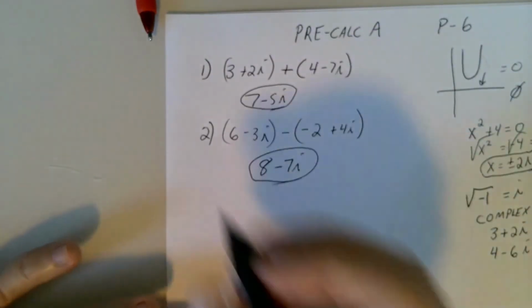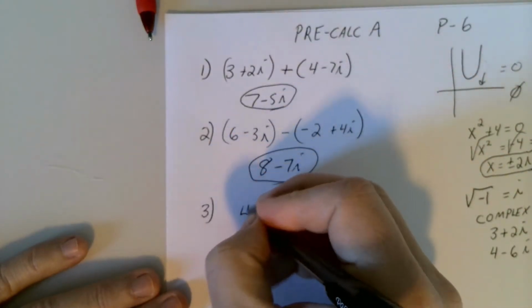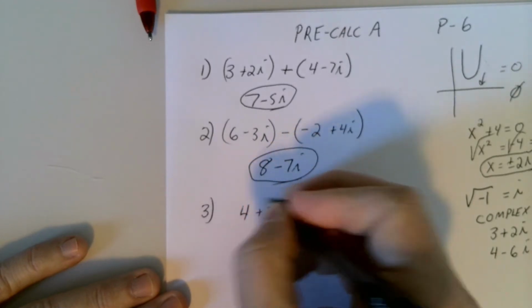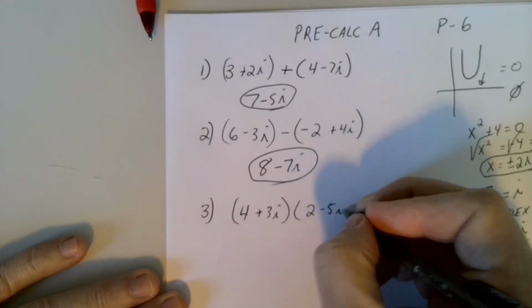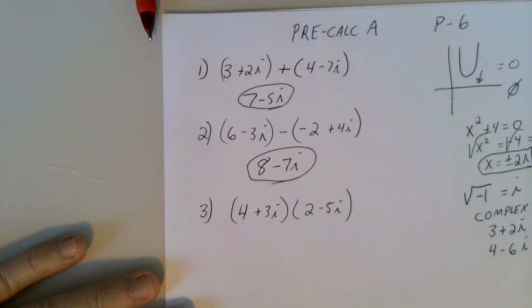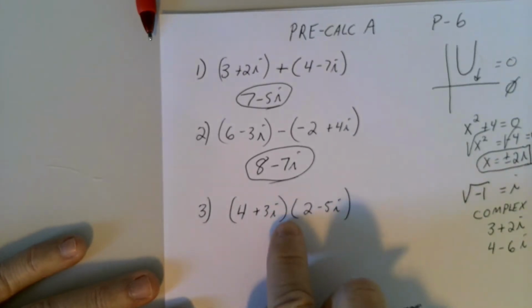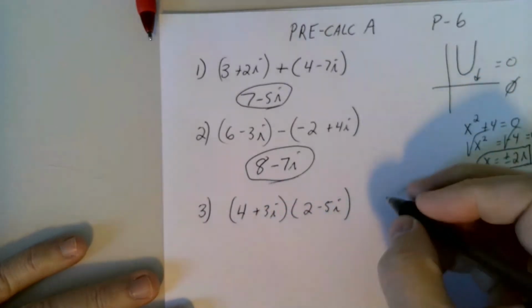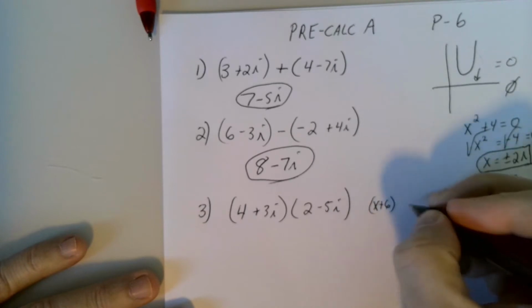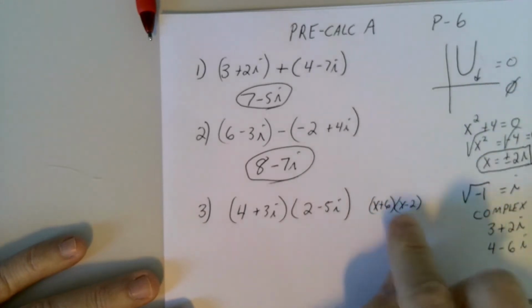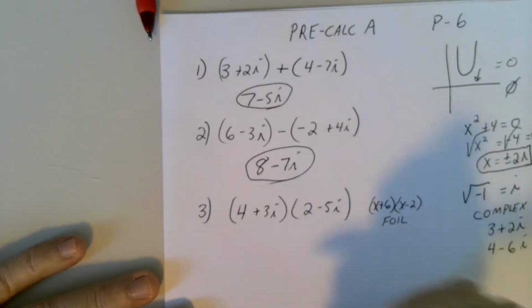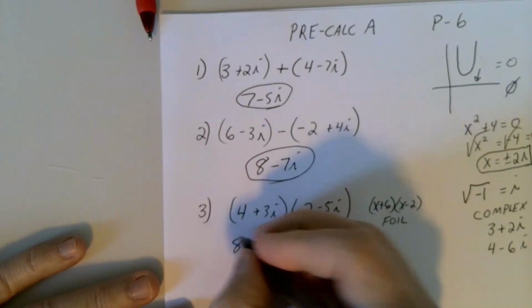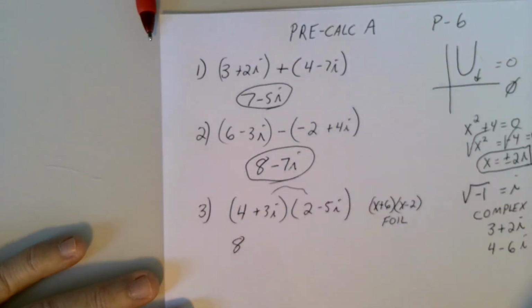So far, so good? Okay, so multiplication. We'll do 4 plus 3i times (2 minus 5i). Okay, so when I do these things, since there's no addition or subtraction sign in there, and I have two terms times two terms, it's no different than if I had x plus 6 times x minus 2, and I have to FOIL this, right? First, outside, inside, last. Well, I'm going to do the same with this. So real part to real part, 4 times 2 is 8. Inside imaginary part is 6i.